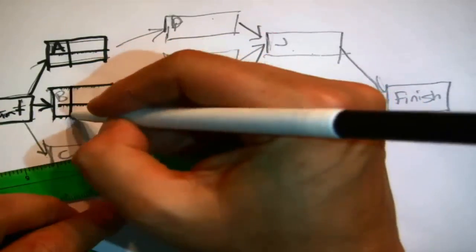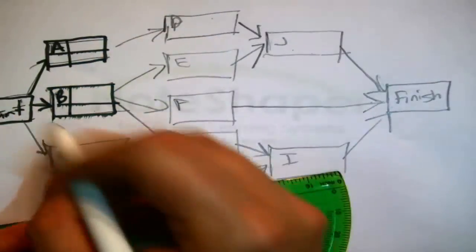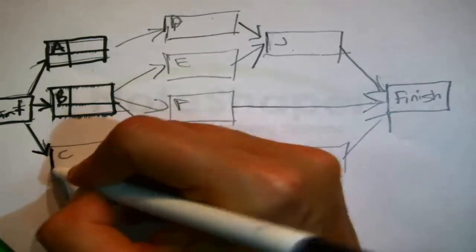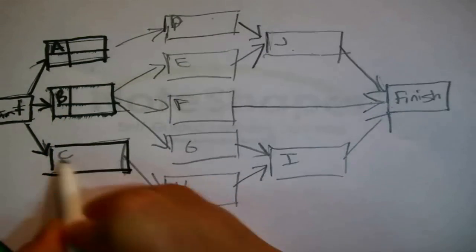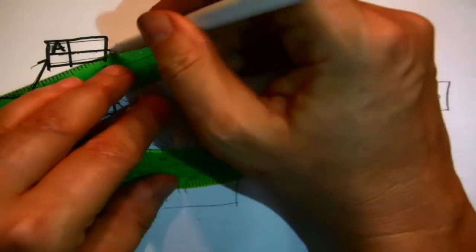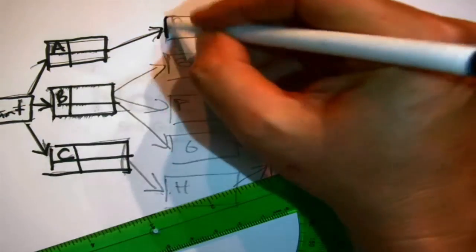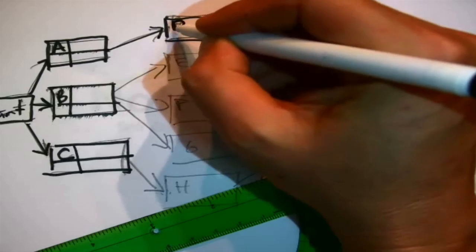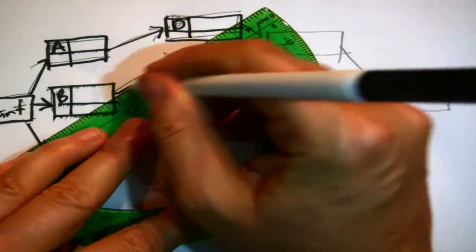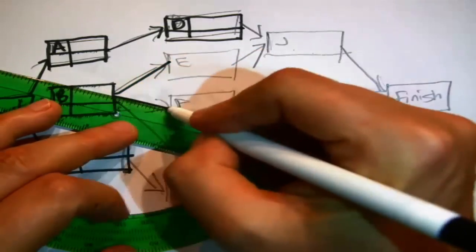Let's see. That's B. This one is C. Then D, and carefully draw the table lines.